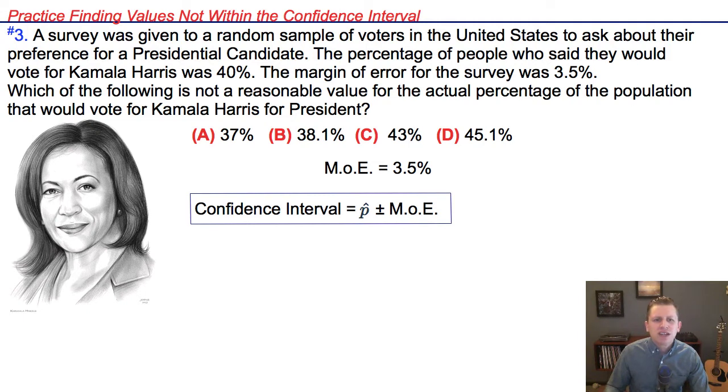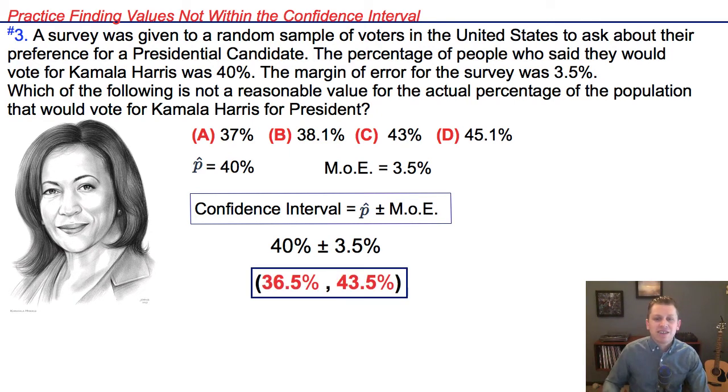We also don't need to calculate the average or the proportion of the sample because they already gave it to us. It was 40%. Now we can plug those into our formula and find the confidence interval. Plugging in 40% and subtracting 3.5% and also adding 3.5% would give us this interval. This means that this is probably, for our population, where the percentage lies of the people that support this presidential candidate. Now all we have to do is look at these pieces and see which one is not reasonable.